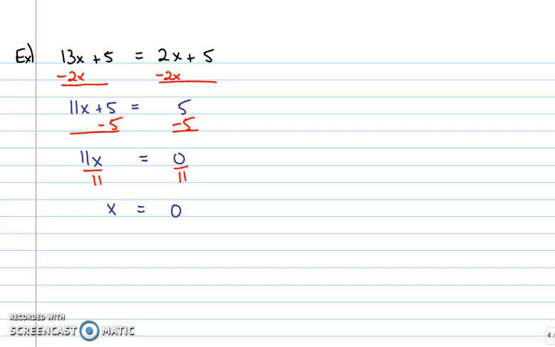And then I can always check by plugging it back into the original equation. 13 times 0 plus 5. The question is, does that equal 2 times 0 plus 5? And of course it does, because that's 0 plus 5. And then here I get 0 plus 5. And so we end up with 5 is 5. It is true, so x equals 0 is the solution for our equation.